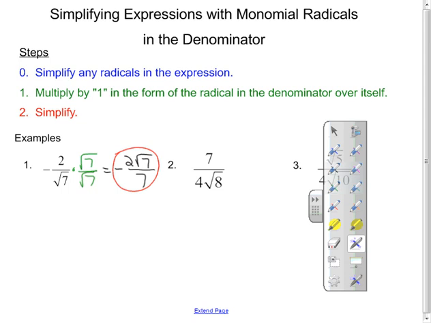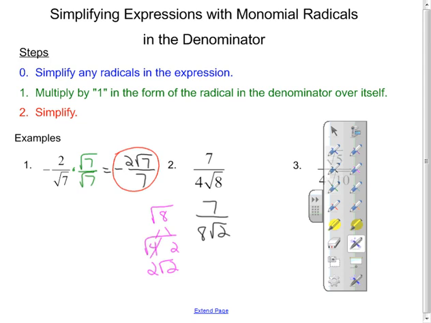So in number 2, where I have 7 over 4 root 8, the first thing I do is step 0, and it says simplify any radicals in the expression. I'll do that here in the margin. Root 8 can be simplified. It is, in fact, 4 times 2, so that becomes 2 root 2. So I can rewrite the expression as 7 over 4 times 2 root 2, which is 8 root 2. Step 1 says multiply by 1 in the form of the radical in the denominator over itself.